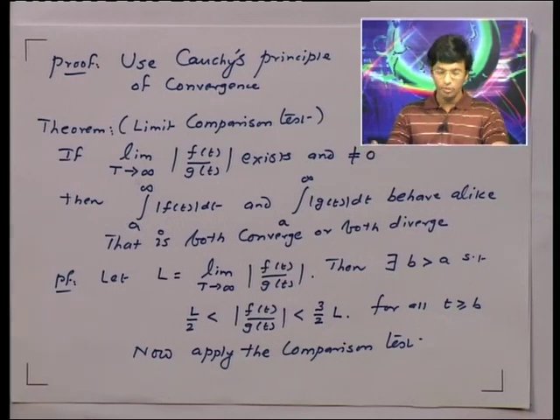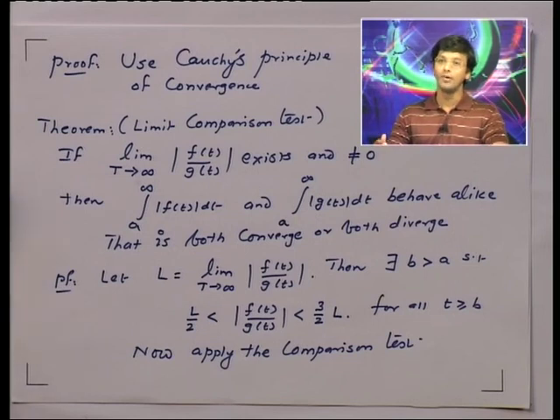Okay. So now you have the limit as t tends to infinity of mod f(t) by g(t). This limit exists and is not 0. Then the improper integrals from a to infinity of mod f(t) dt and from a to infinity of mod g(t) dt behave alike. That is, they will both converge or they will both diverge. And how does the proof go? Well, the limit exists, call it L. L is not equal to 0, so L by 2 is not 0. Take your epsilon to be L by 2, in the definition of a limit.